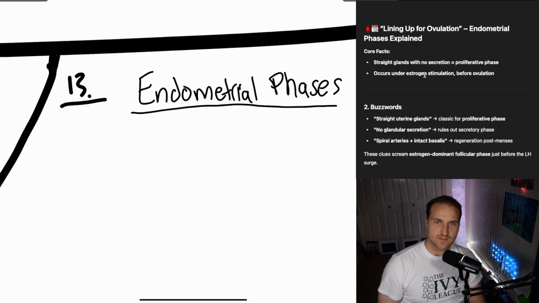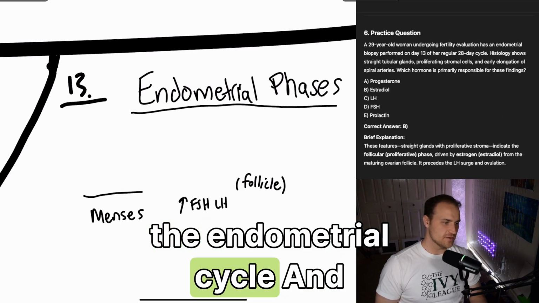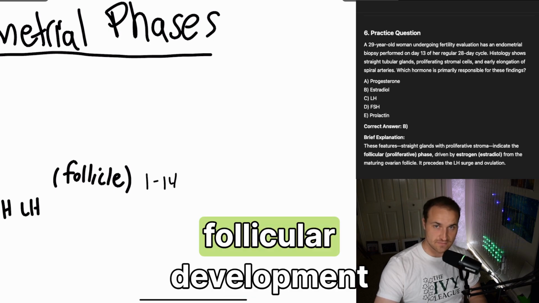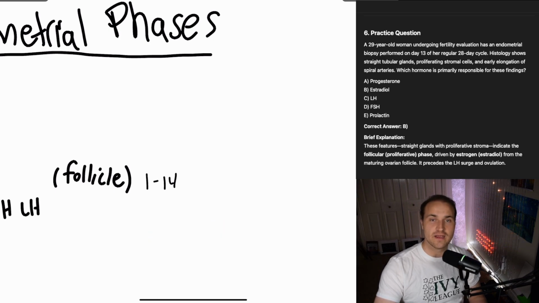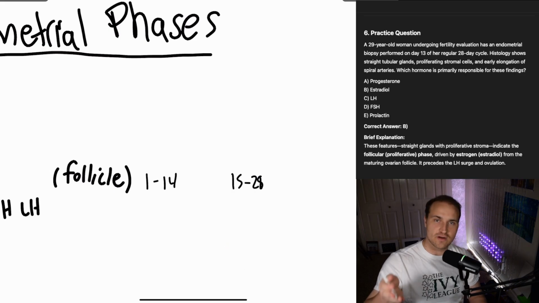Now we're going to talk about something that I knew virtually nothing about until I went to medical school. We were talking about the endometrial cycle, and you have your FSH that stimulates follicular development, and it ends with ovulation. Then you have your luteal phase, which is days 15 to 28. That begins after ovulation, dominated by progesterone from the corpus luteum, and it prepares the endometrium for implantation, and it ends with menstruation if there's no pregnancy.